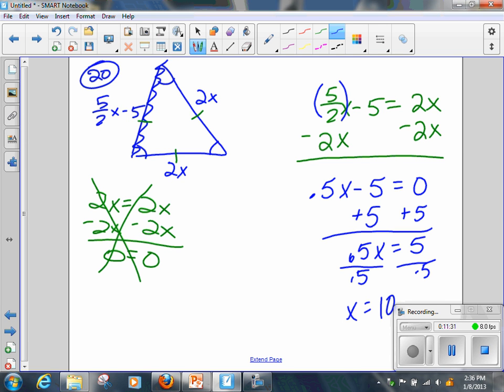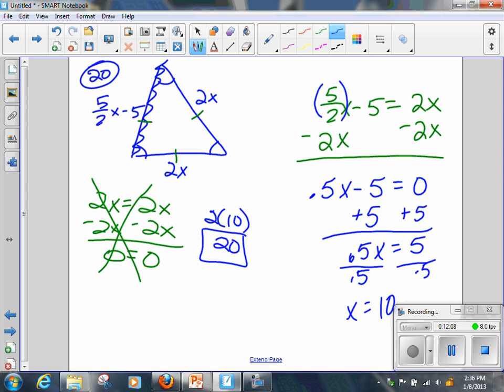No, what do I have to do? Now let me ask you something. Could I plug 10 into 5/2 x minus 5 and find that side measure? Yeah. Do we want to? No. Why? Because there's a fraction there, right? What's the easier way? 2 times 10. If all the sides are equal, then you can plug your x value into any of the sides, and you'll get the right answer. How about that? Is that good?